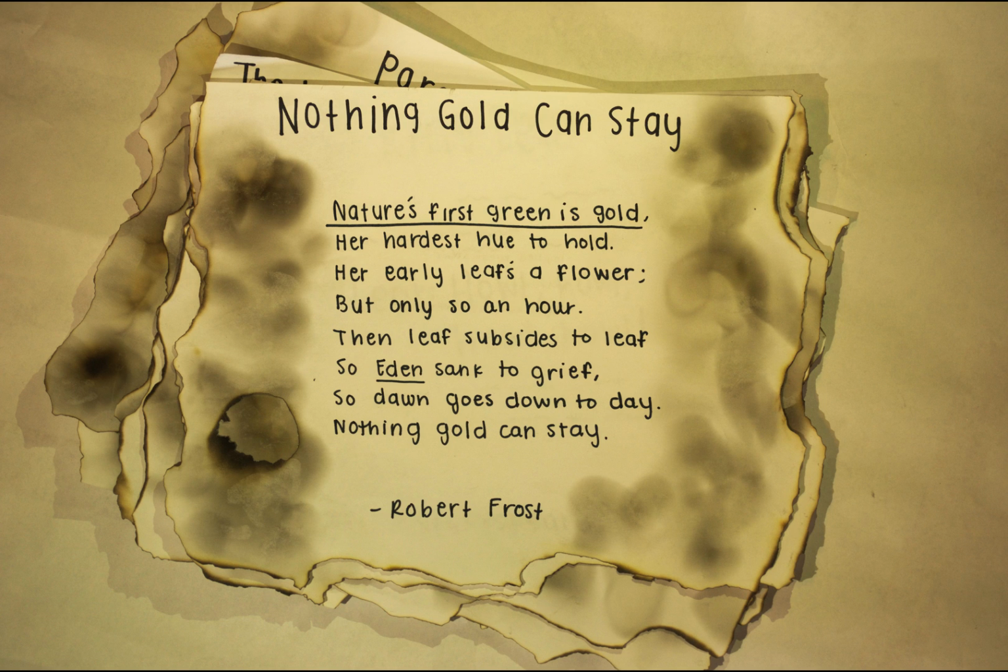Lastly, Frost makes a biblical allusion to Eden. Just like the flowers subsided or were downgraded to leaves, Eden also sinks. This refers to the biblical fall of Adam and Eve from the Garden of Eden and the loss of innocence and beauty.